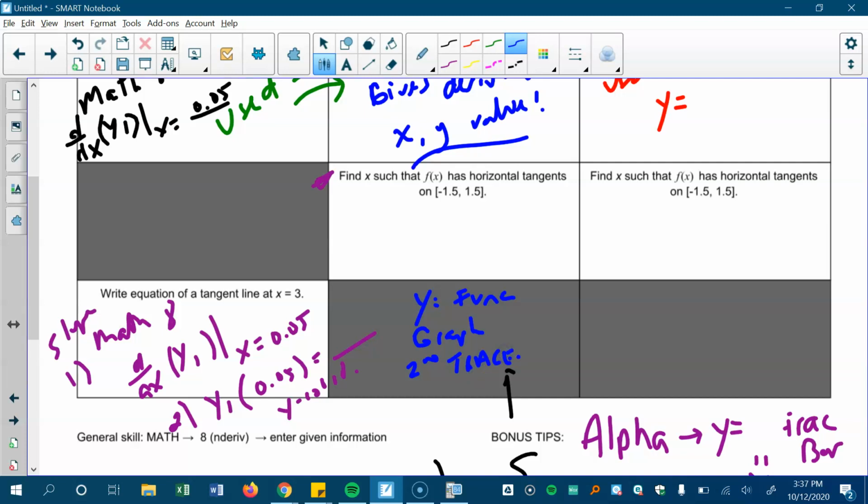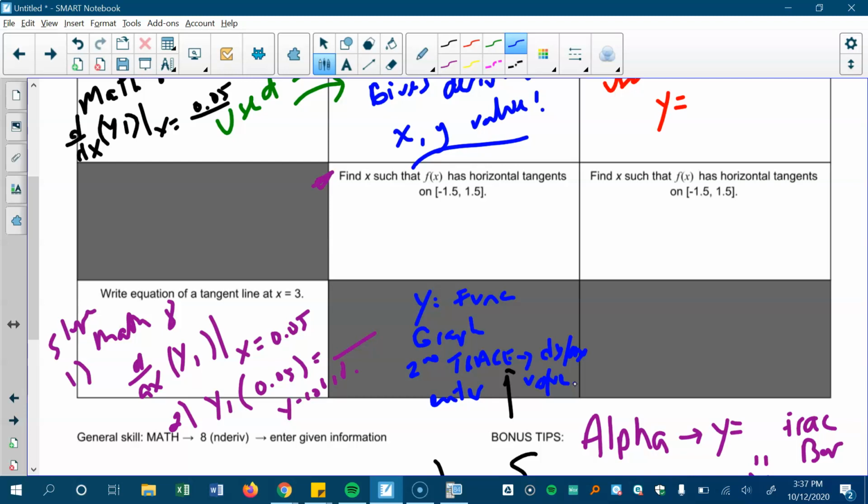That brings up your calculator menu, and select dy/dx. Then enter the value. And that gives you all your information in one screen, but with a few more button pushes.